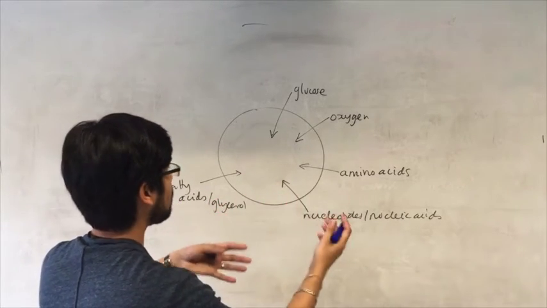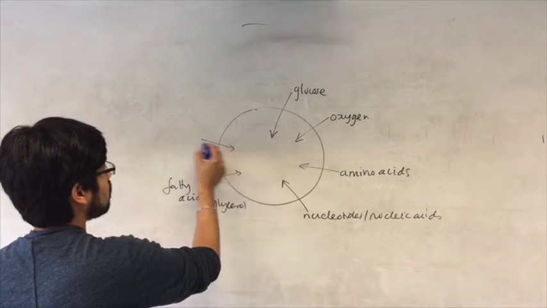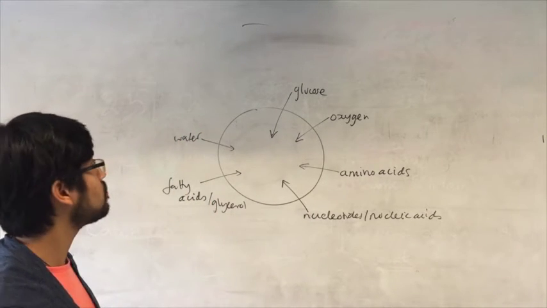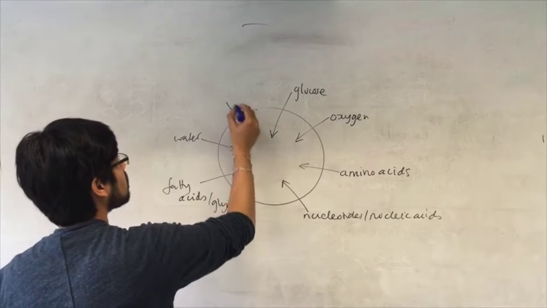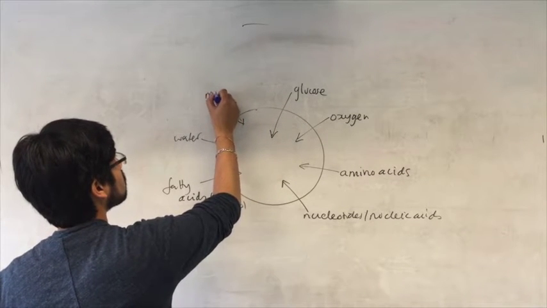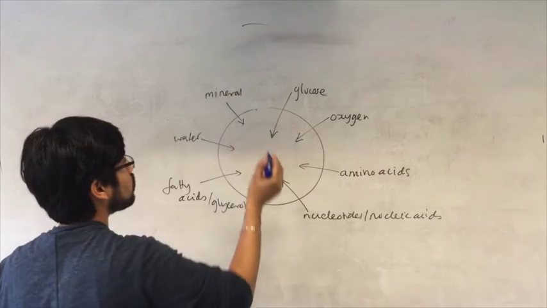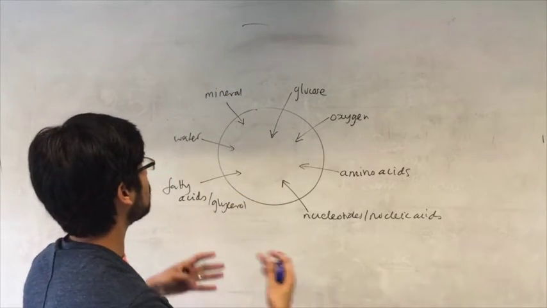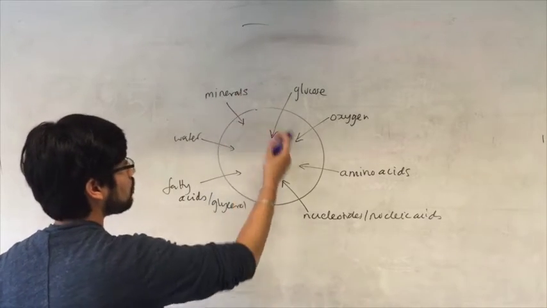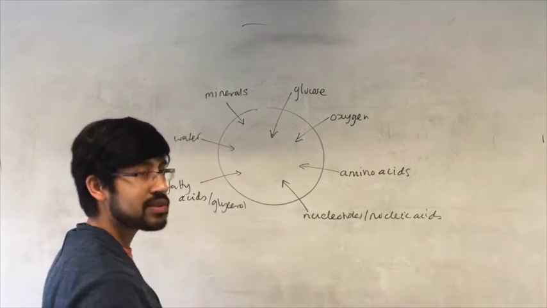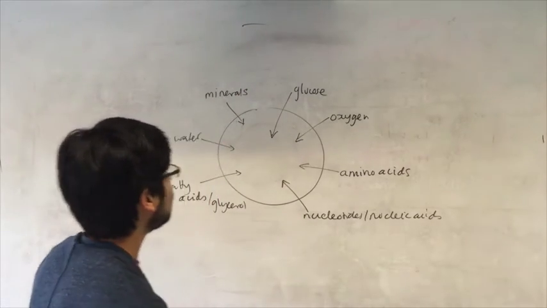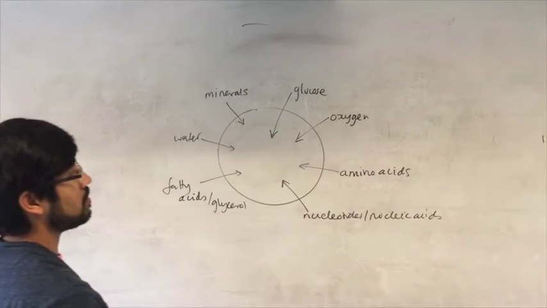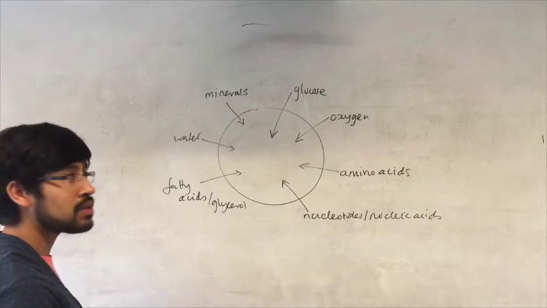Any cell, to maintain its watery environment, to maintain its cytoplasm, to maintain its balance of chemicals and ions, it needs water, and it also needs things like minerals: sodium ions, chloride ions, things to make sure the water potential of the cell is right. Okay, so any living organism needs to be able to get these things from its environment.